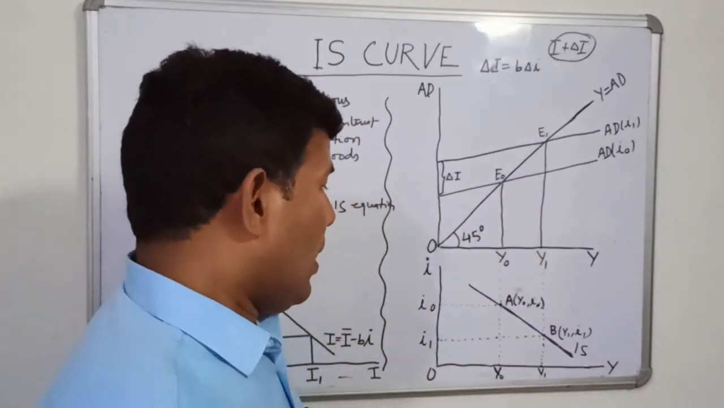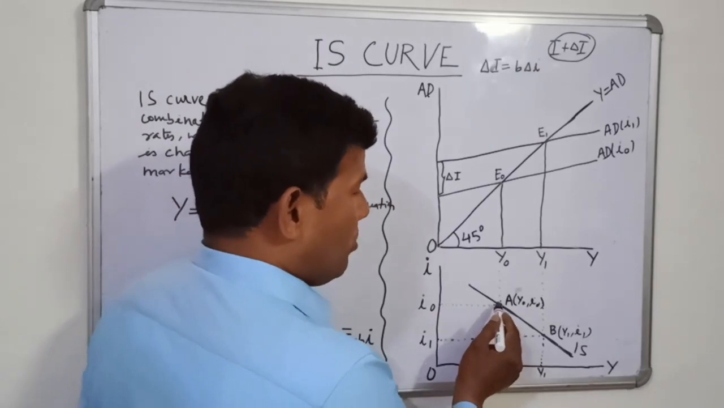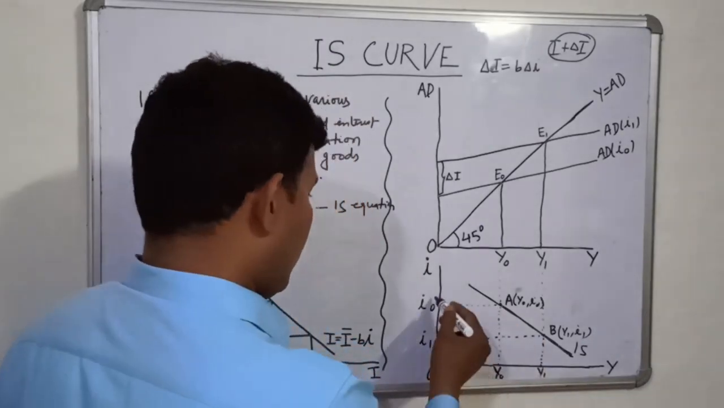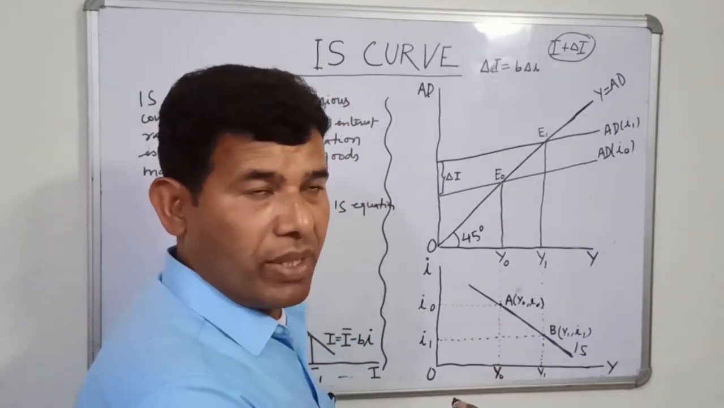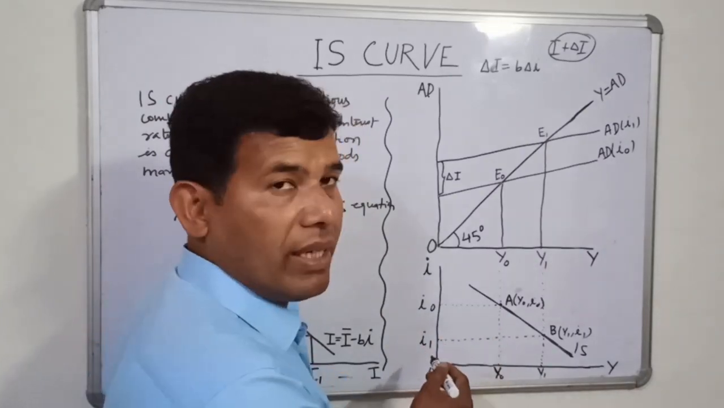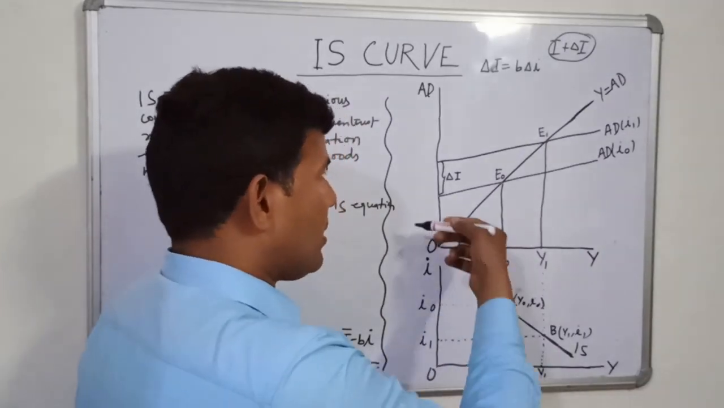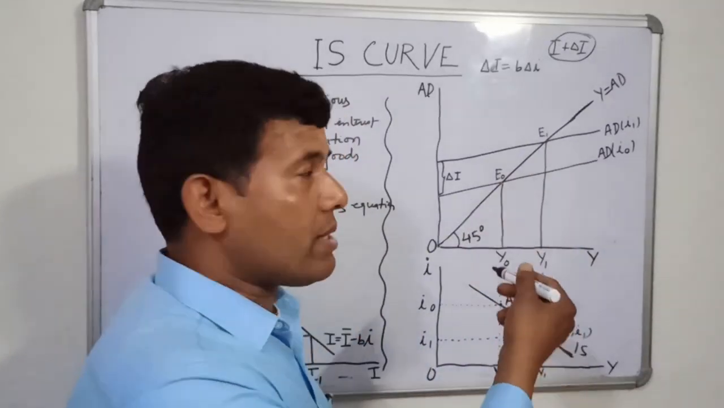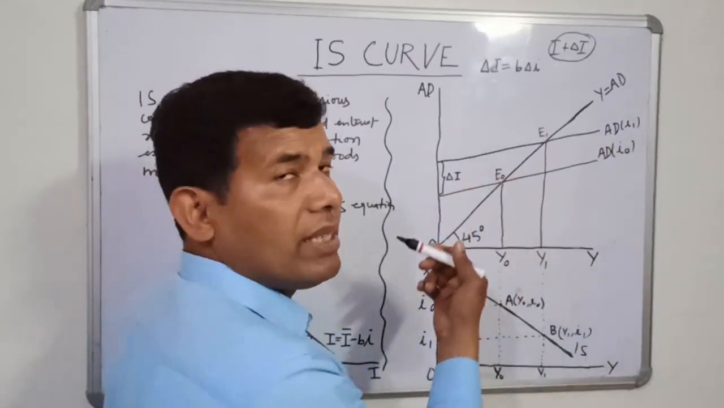Now hypothetically we have assumed these two levels of interest rate, right? There could be various levels of interest rate. Now at various levels of interest rate there would be various levels of investment, and therefore various levels of aggregate demand, right?